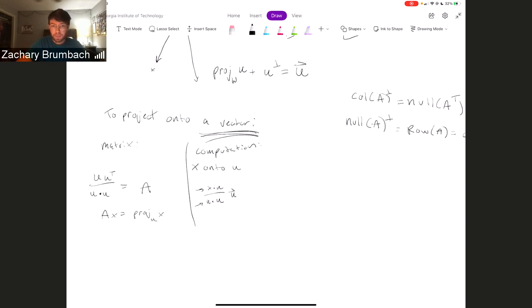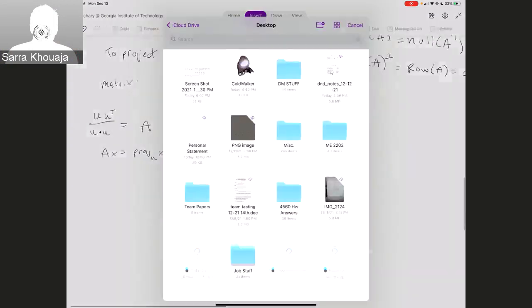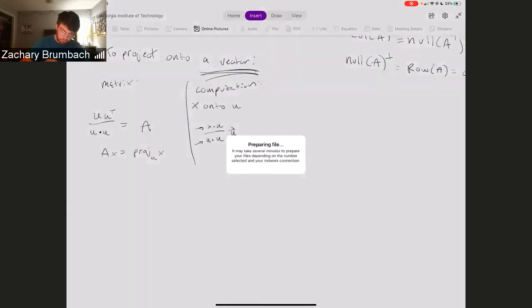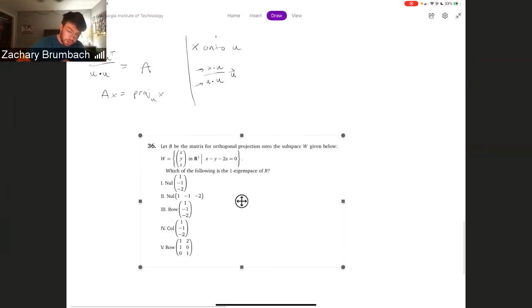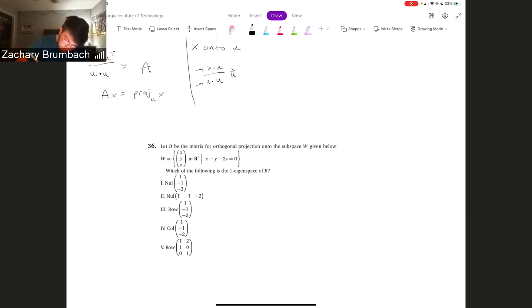All right, cool. So going on to this question, question 36. For this one, it gives you a plane. So it's for the orthogonal projection onto the subspace. So we're looking for the projection onto W. All right, so that's what it gives you here. We're projecting all things in R3 onto this plane.